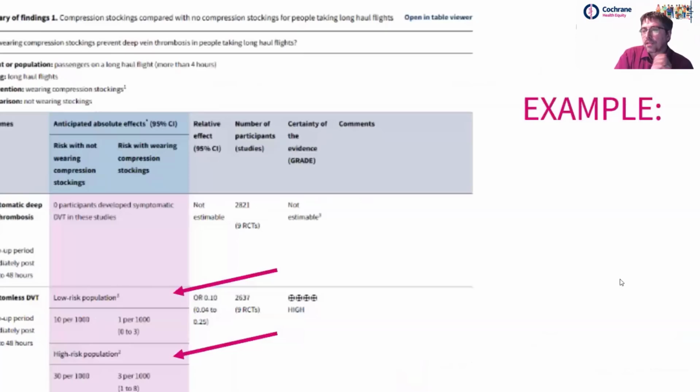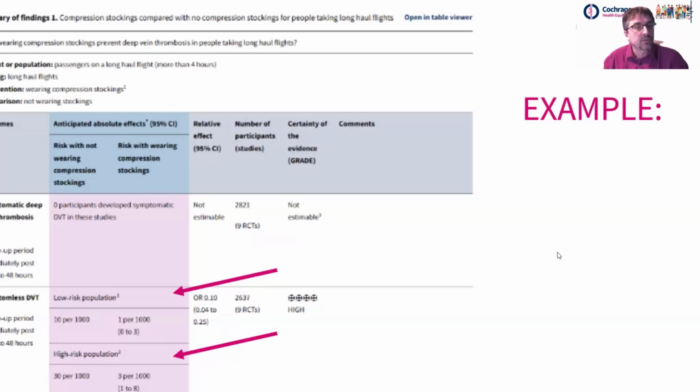For this review on compression stockings for people taking long-haul flights, you can see that they decided to show the low-risk population and the high-risk population in the same table, thinking that the people who were going to use this summary of findings table are likely going to see both kinds of people at the same time, so that both pieces of information are relevant for them. And then seeing the difference of the low-risk versus the high-risk population on the same table was more informative.